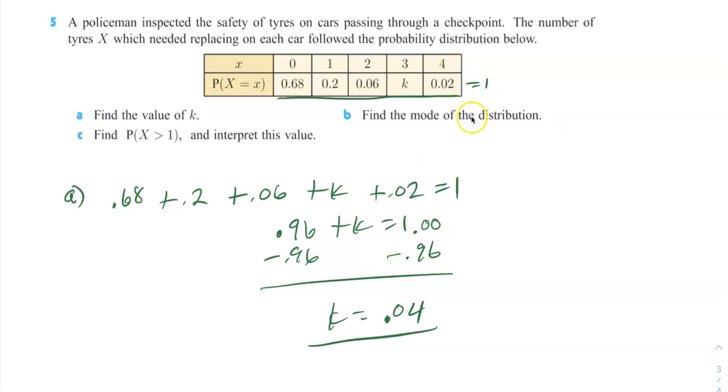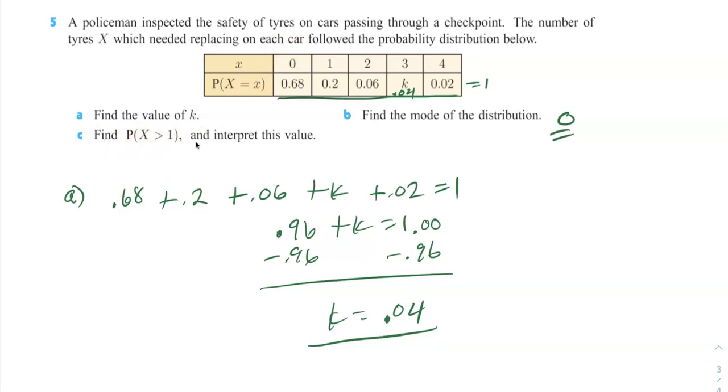Find the mode of the distribution. Well, now that I know K is 0.04, the mode would be the most often, which is 0. By the way, if I wanted the median, remember median's halfway. Halfway is 50%. Well, that happens at 0 also. 0 goes from 0 to 0.68. So 0.5 is in that. And then this one, find the probability that X is greater than 1 and interpret its value.